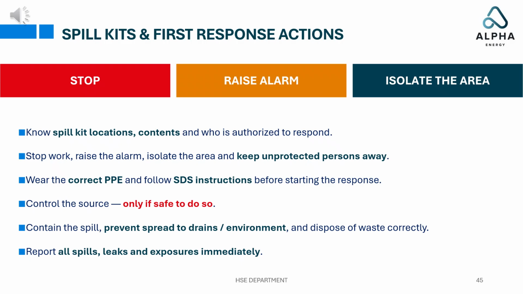Contain the spill. Use absorbents, booms, or other materials to keep the spill from spreading. Prevent spread to drains and the environment. This is critical. Chemical spills must not enter drains or contaminate soil and groundwater. Dispose of waste correctly. All contaminated materials must be disposed of as hazardous waste according to the SDS and AME procedures. And finally, report all spills, leaks, and exposures immediately. Even if you think it's a small spill, report it. The HSE team needs to know so we can document it and learn from it.